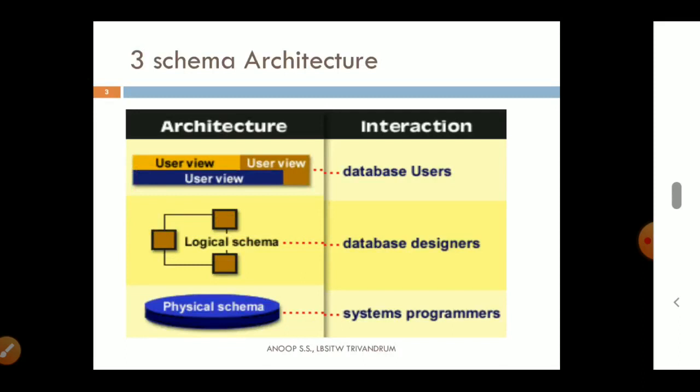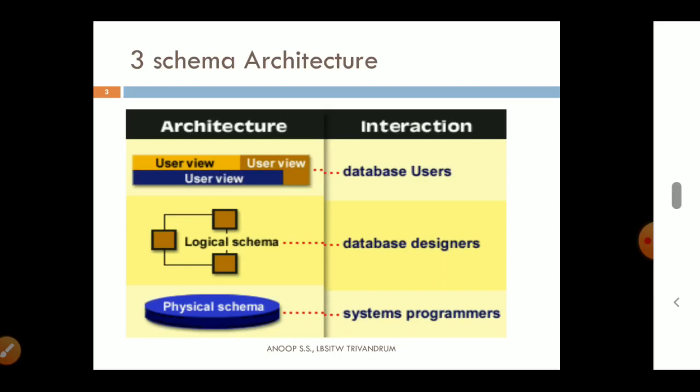So who are the actual users interacting with these different levels? The physical schema is accessed by the system programmers, and the logical schema by the database designers, and the other database users only access the external level where the views are provided. There, each database user group is provided with different views. That means each user group has different views of the logical schema.